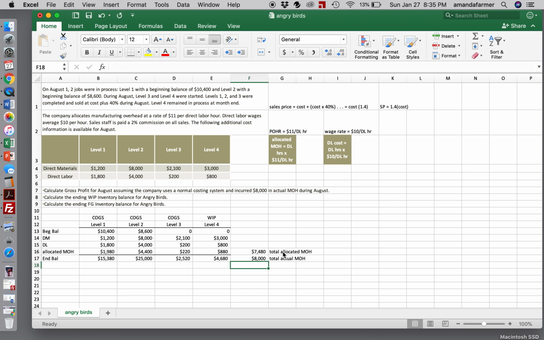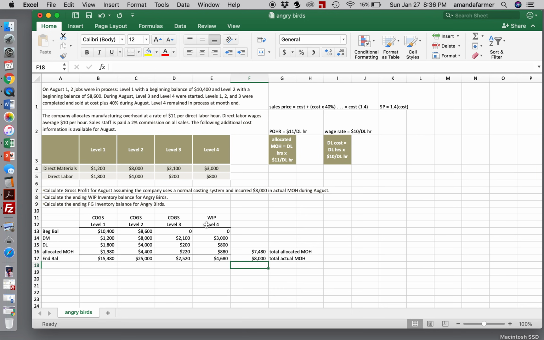Now, this confuses students a lot because what I see students wanting to do is leave this 880 out of this total simply because it's the one job that's not sold. But here's what you need to understand. This 8,000, part of this was incurred because of level 4. And remember, there's only one MOH account, and everything goes into that account, not just the MOH related to the jobs that were sold. So when we go to close out MOH, we've got to look total to total. It's not, again, just the jobs we sold. It's all of the jobs we worked on, and all of those jobs were responsible for the generation of that MOH.